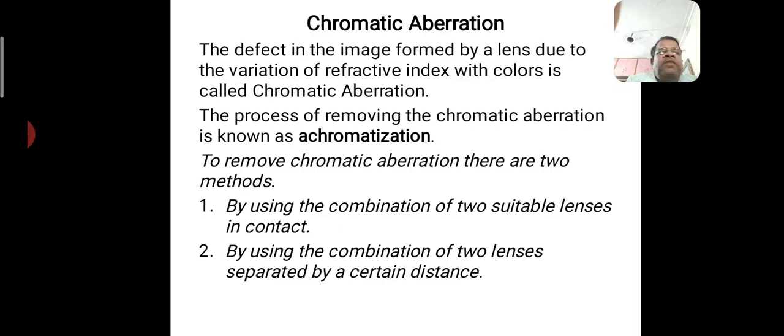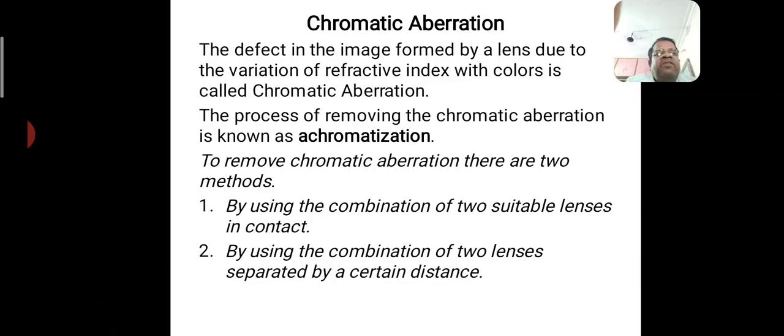You know from the previous session about chromatic aberration: the defect in the image formed by a lens due to the variation of refractive index with colors is called chromatic aberration. The process of removing the chromatic aberration is known as achromatization. To remove chromatic aberration, there are two methods. The first method is by using a combination of two suitable lenses in contact. The second method is by using a combination of two lenses separated by a certain distance.